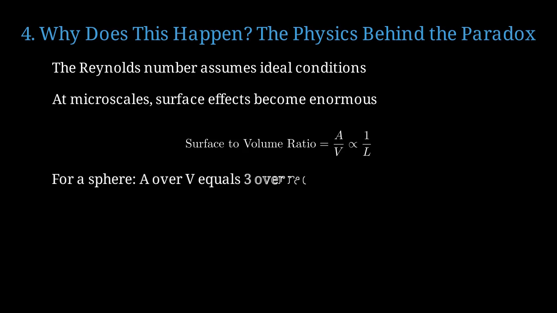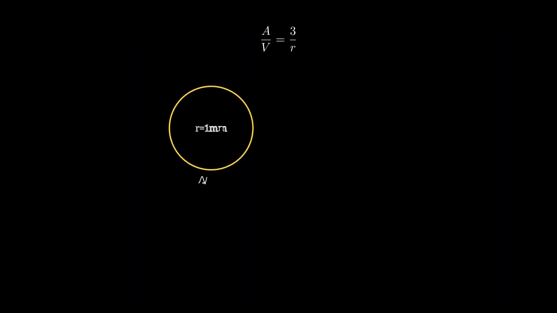For a sphere, the surface area to volume ratio equals 3 divided by the radius. This means when radius shrinks by a factor of 1,000, the surface-to-volume ratio increases by a factor of 1,000. A millimeter sphere has a surface-to-volume ratio of 3. Shrink it to 1 micrometer and the ratio jumps to 3,000, a thousandfold increase. Surface tension, which we barely notice at large scales, becomes a dominant force at microscales.